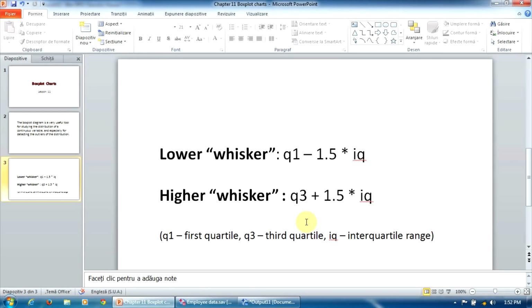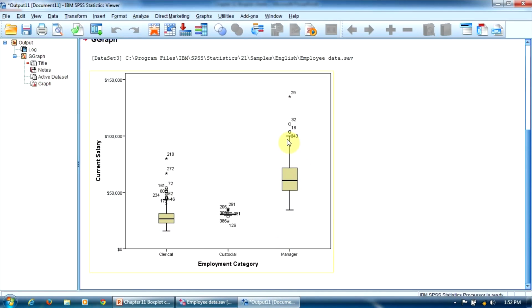Why is this important? Because all the scores between the whiskers, between the low line and the upper line, are considered normal or typical scores for our variable. All the other values outside this range are outliers, are considered extreme values. As you notice, the outliers are represented here by dots and asterisks. They are above or below the whiskers. Each dot or asterisk is labeled with the corresponding case number, so we can identify the outliers easier.